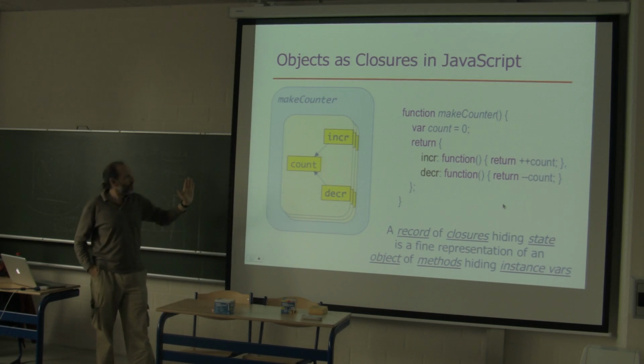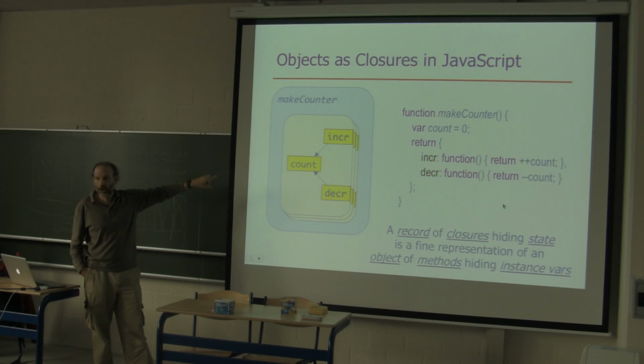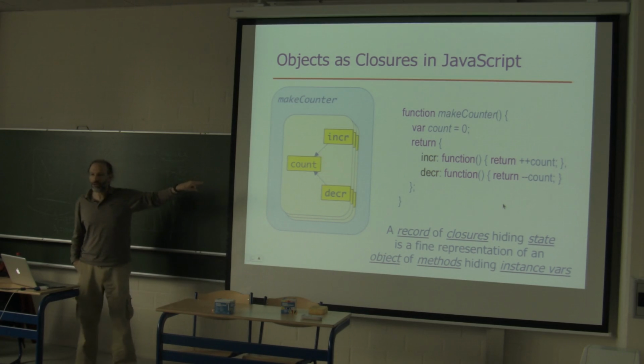The inker and decker methods are shown touching the edge of the layer because they're potentially accessible outside the layer. The count variable is shown internal to the layer because it's encapsulated. It can't escape. The only things that can possibly get access to it, as we can tell by simple inspection of the code, are these inker and decker methods.